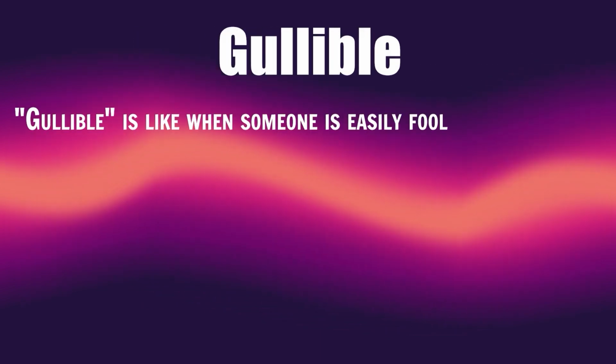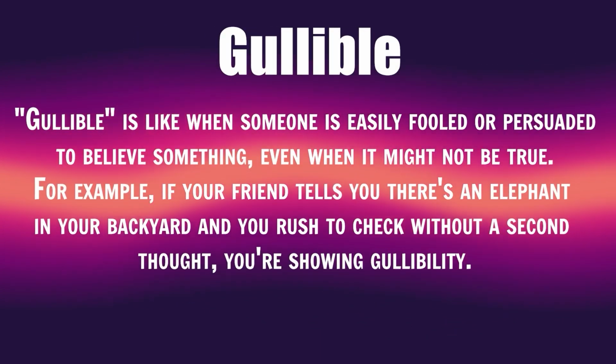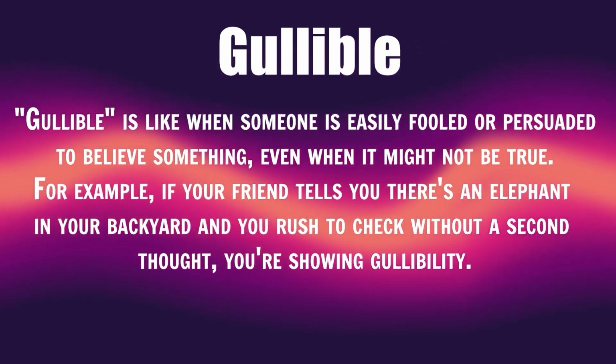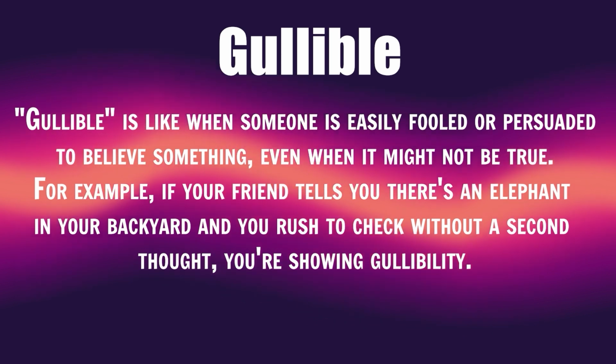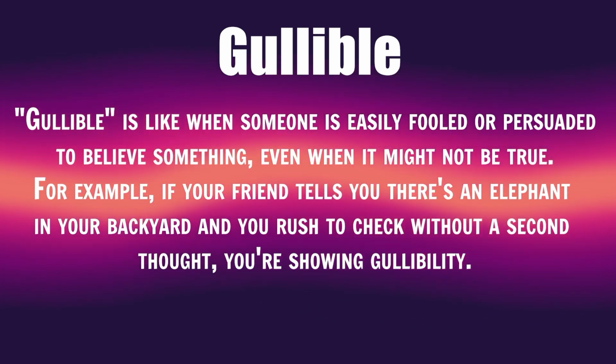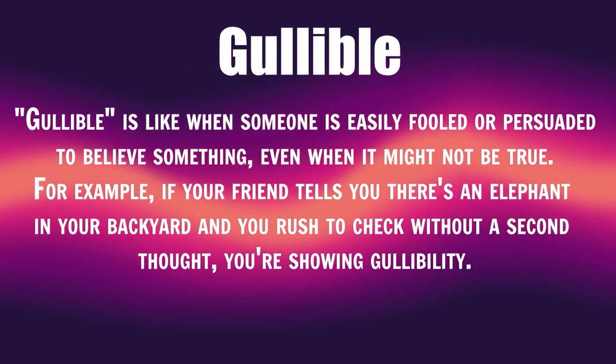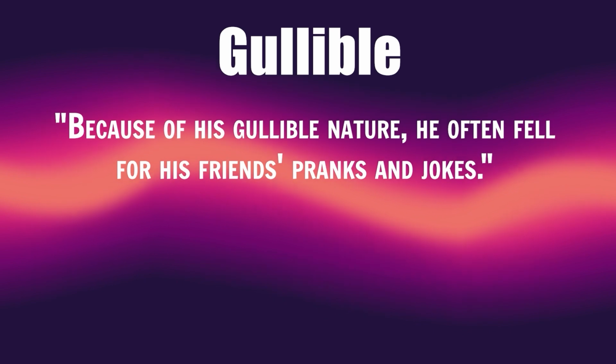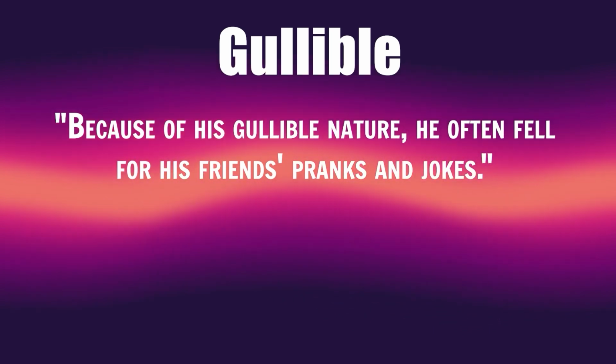Gullible. Gullible is like when someone is easily fooled or persuaded to believe something, even when it might not be true. For example, if your friend tells you there's an elephant in your backyard and you rush to check without a second thought, you're showing gullibility. Here's an example sentence. Because of his gullible nature, he often fell for his friend's pranks and jokes.